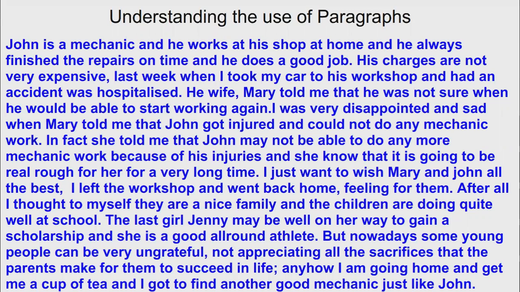Or another person may opt to express it like this: John is a mechanic who works at his shop at home, full stop. Anybody see the difference between those two sentences? Yes, please. Right, you're seeing the difference. Which one would you adopt? Because both are correct. John is a mechanic, full stop. Next sentence, capital H, he works at his shop at home, full stop. Or you can say John is a mechanic who works at his shop at home, full stop.